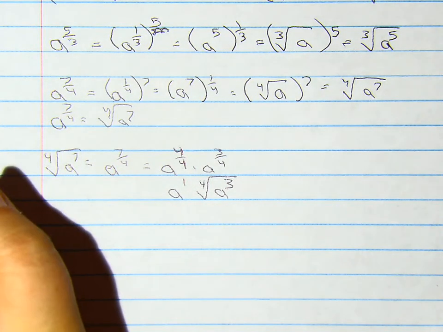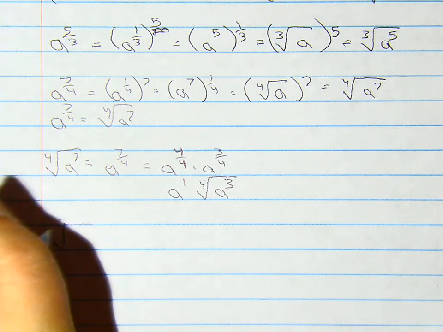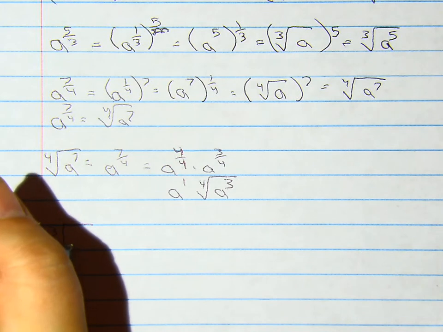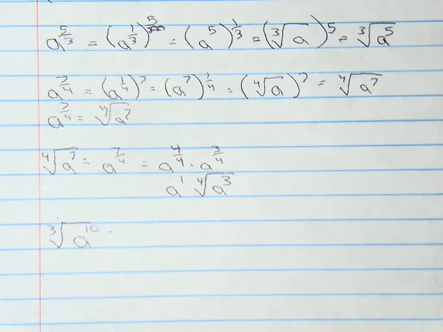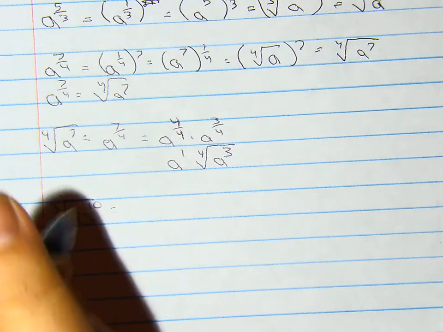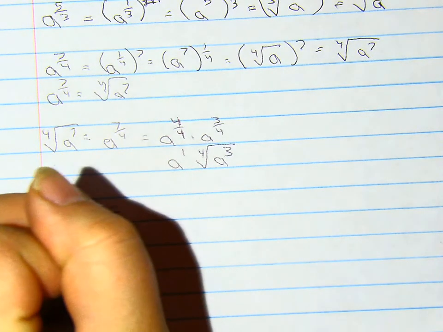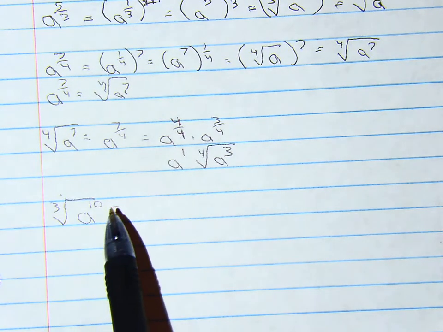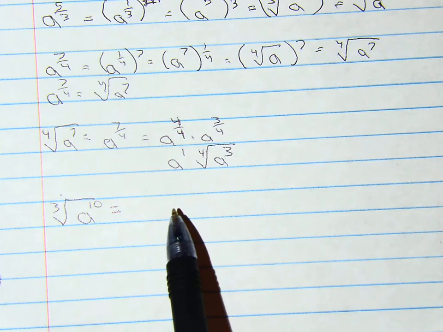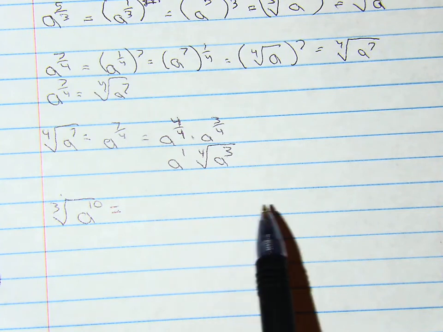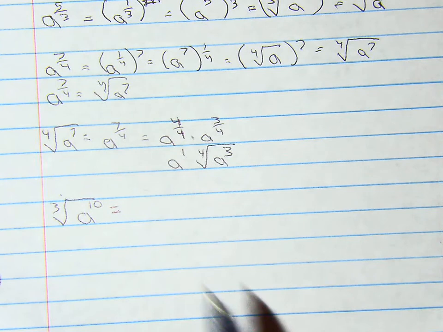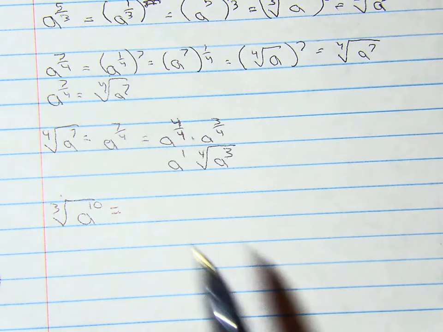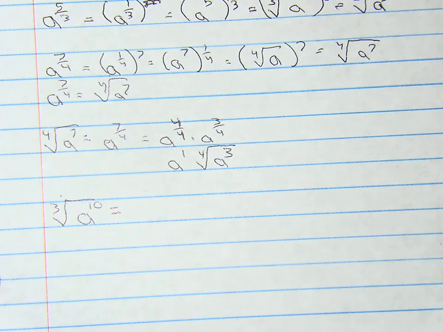So let's apply this again to another one. If I have the cube root of a to the 10th, go ahead and take a second, and I want you to write this first as a fraction, like we have up here, and then I want you to try to identify how many whole numbers you can pull out of this with how many left over, and see what you can do. So apply this up here to this one. So go ahead and pause it now.